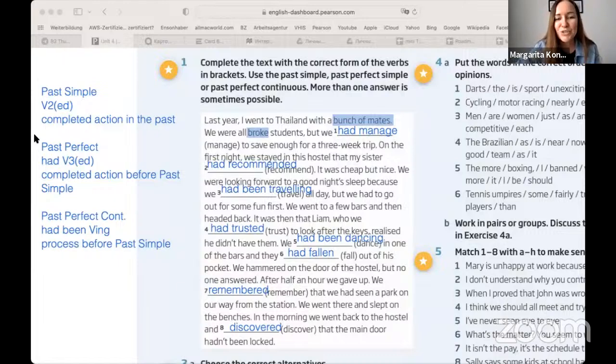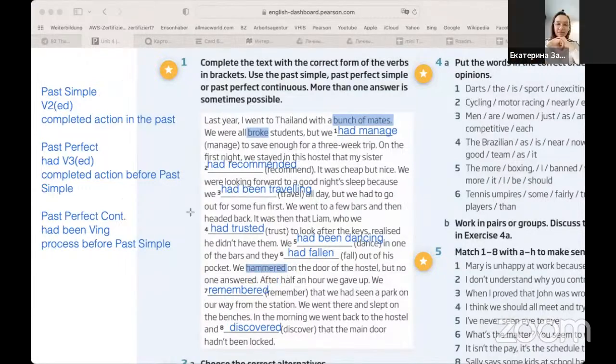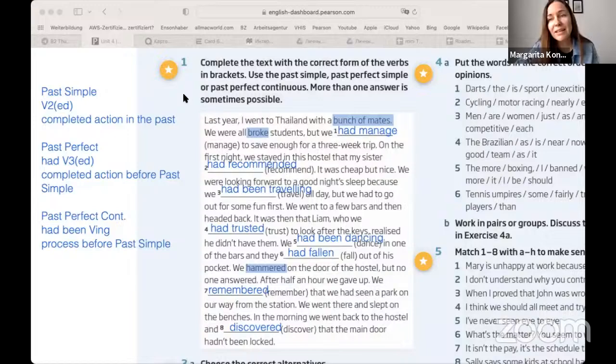Here is another nice word. We hammered on the door. How do you understand hammered? Колотили. Yes, very, yeah, they knocked very, very hard. Okay, good. Such an unlucky case, actually.